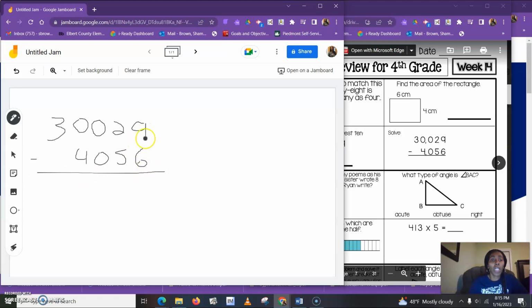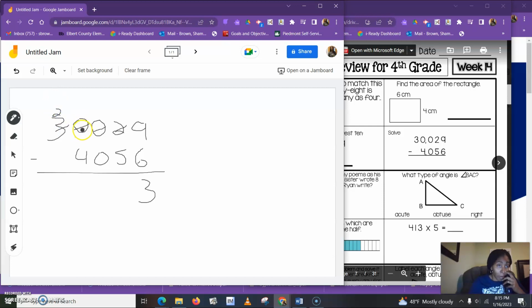Always start in the ones column when you're subtracting. 9 minus 6 is 3. 2 minus 5, I can't do that, so I have to borrow. Go to the hundreds place. There's nothing there, nothing in the thousands place, so I can borrow from my 3. It becomes a 2.